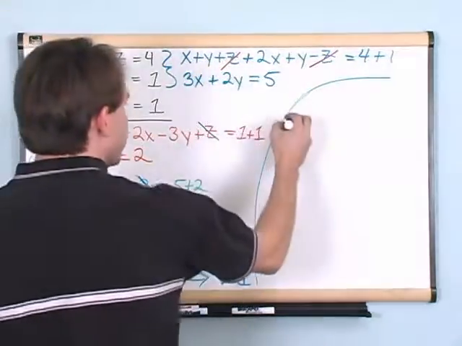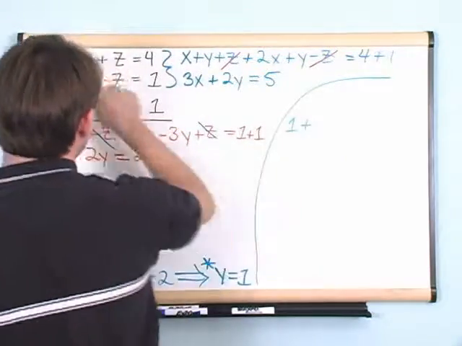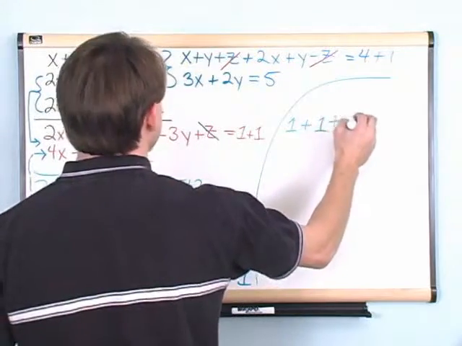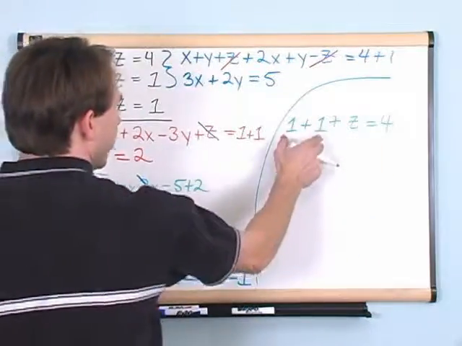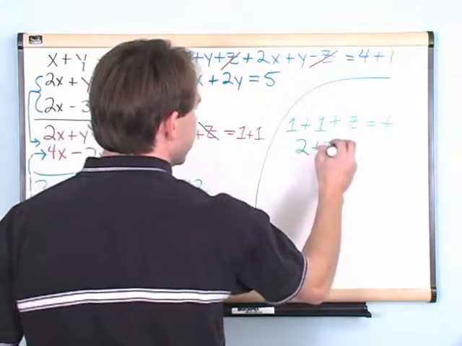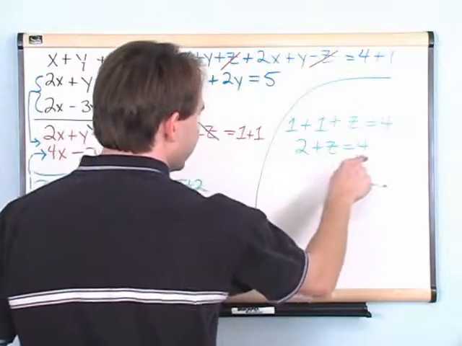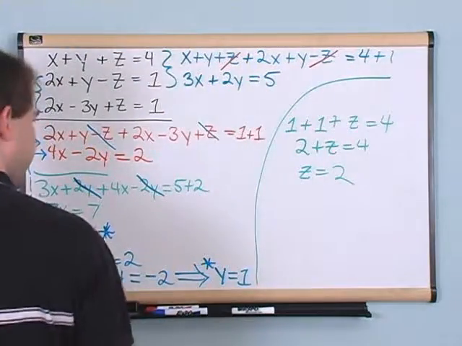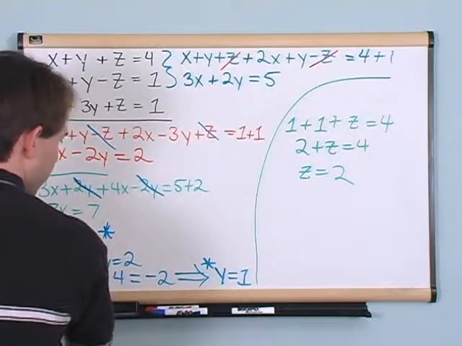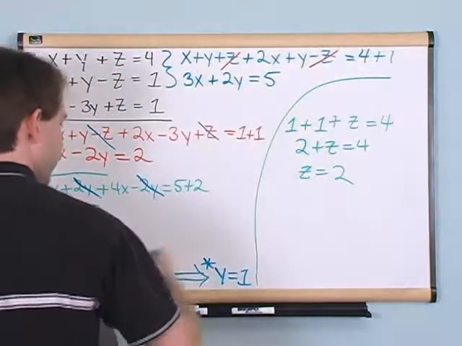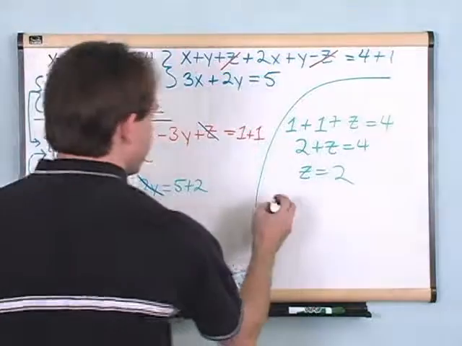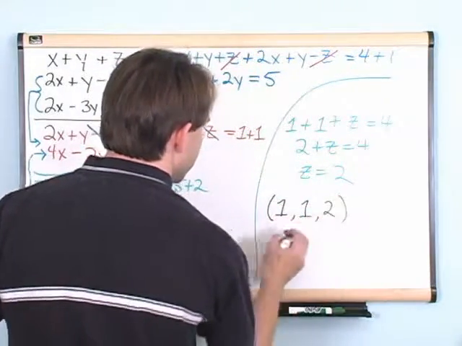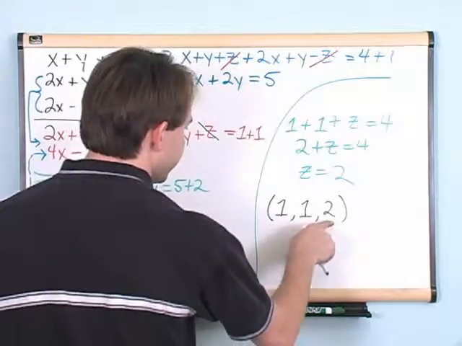X is equal to 1, so I'm going to put 1 plus y, which is equal to 1. I'm going to put 1 here, plus z equals 4. 1 plus 1 is 2, plus z is equal to 4. Subtract the 2 to solve for z. Z equals 2. All right, so I have x is equal to 1, y is equal to 1, z is equal to 2, and if I wanted to write that in terms of a point, I would have 1, comma, 1, comma, 2. This is x, this is y, and this is z.